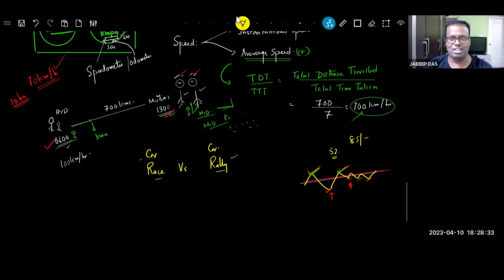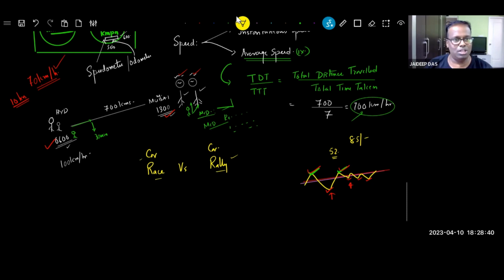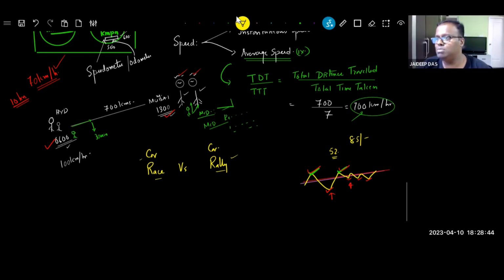Rally is something interesting. In rally, more than the driver, the more important role is played by the navigator. You know who the navigator is? It will be a guy who will sit beside you. So in rally, there will be some pit stops. Say, for example, the rally started from here, and after 200 kilometers, there will be a pit stop B.